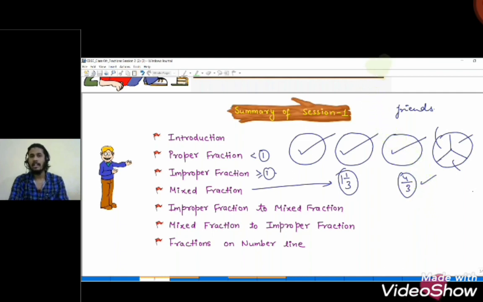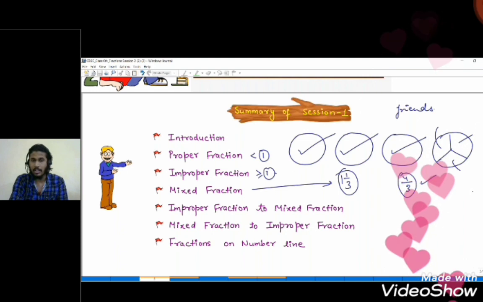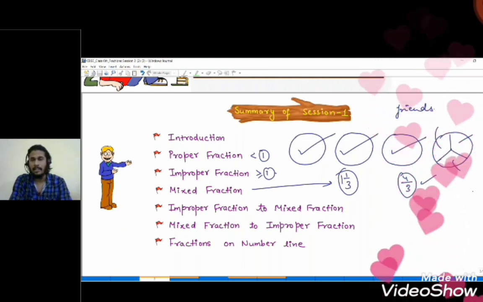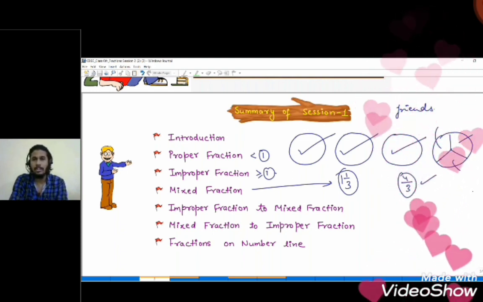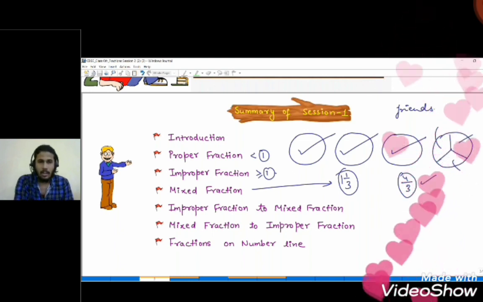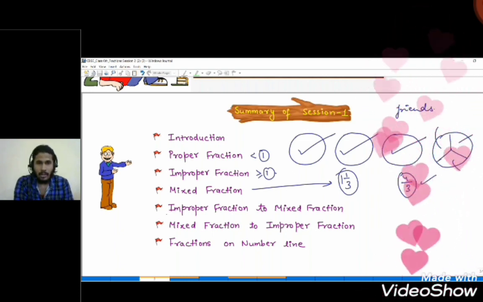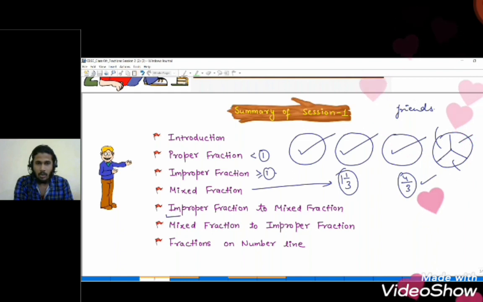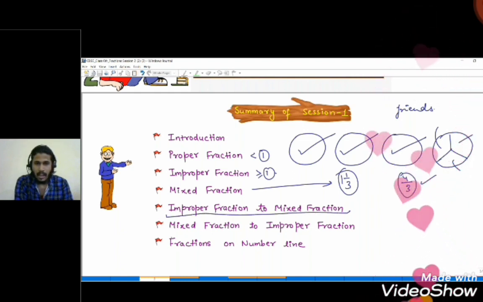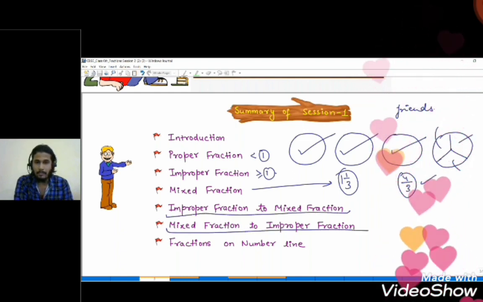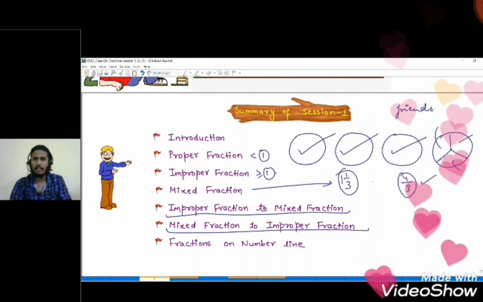Because 4 is greater than 3, the numerator is greater than the denominator, and hence it's an improper fraction. So now you can very clearly see that when written in the form of 1 whole 1 by 3, it's a mixed fraction, and when the same fraction is written as numerator by denominator, it is an improper fraction. It means there can be an interconversion. So moving later, in the previous session, we learned how to convert improper to mixed and mixed to improper. That is very easy.